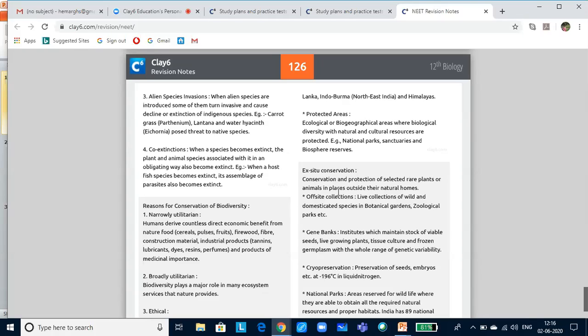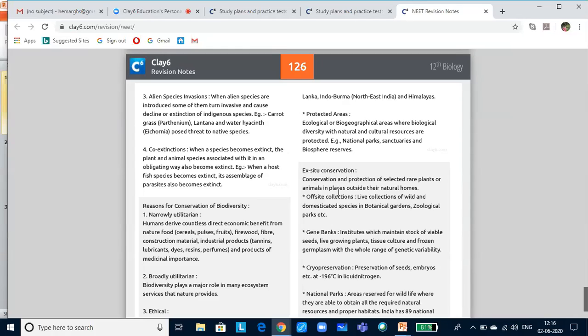Now, the co-extinctions. The extinction of a species may affect the associated plant, animal, and parasites that are co-evolved, as in plant-pollinator mutualism. For example, when a host fish species becomes extinct, its assemblage of parasites also becomes extinct. These are known as the evil quartet. So, if we just once again summarize, habitat loss and fragmentation, over-exploitation by human beings, alien species invasion, and co-extinctions are the reasons for the biodiversity loss.